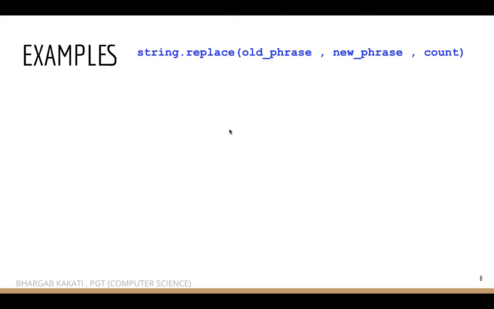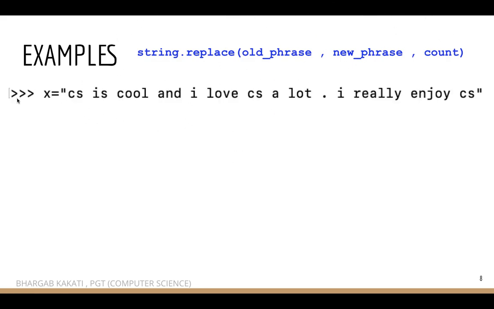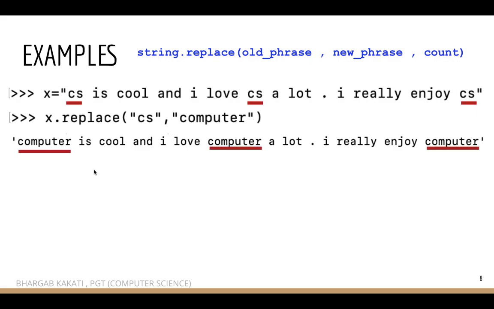So this is the syntax floating around at the top. Now if I write x equals to CS is cool and I love CS a lot, full stop, I really enjoy CS. Then in the next line, if I write x dot replace CS comma computer, that means I want to replace the substring CS with the substring computer. So wherever you find CS, it's highlighted by red here, it will be replaced by the substring computer. So as I press the enter key, this is the result. So here what is happening, wherever you had CS, it is replaced by the substring computer.